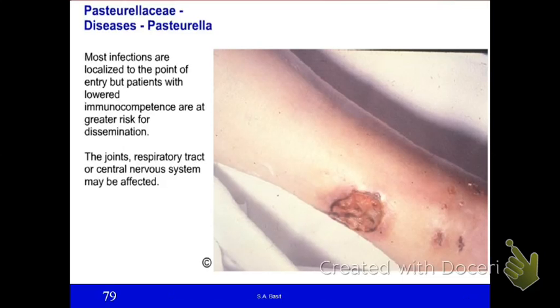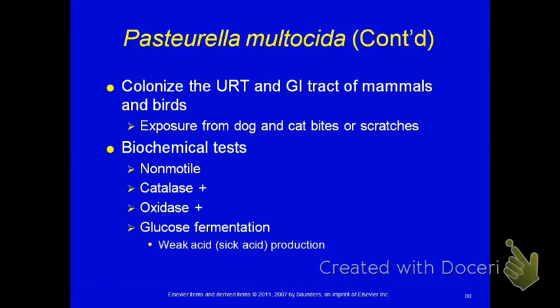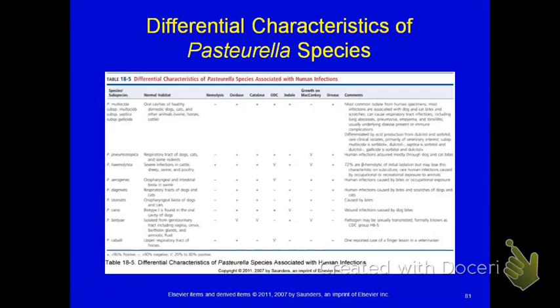Most infections are localized to the point of entry, particularly where animal bites have taken place. You are more predisposed to infection if you are immunocompromised. The joints, the respiratory tract, and the central nervous system could be affected. Pasteurella multocida could colonize the upper respiratory tract and the GI tract of mammals and birds. Exposure from dog and cat bites or scratches would be the most important predisposing factor for this kind of infection. For the biochemical tests, they are non-motile, catalase positive, oxidase positive, but could weakly ferment glucose because of the weak acid formation.